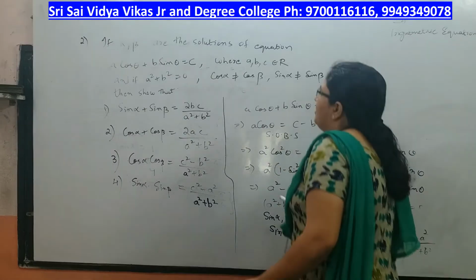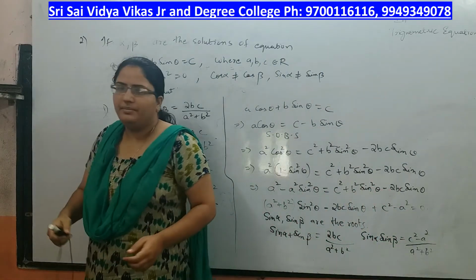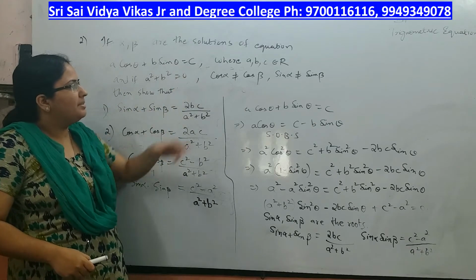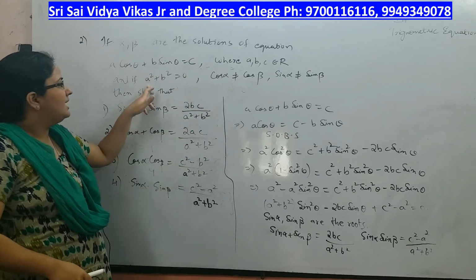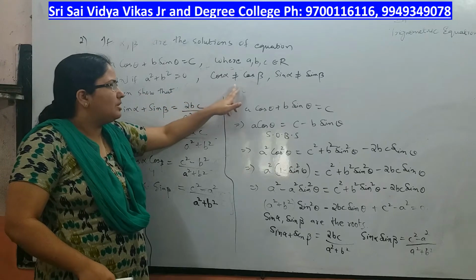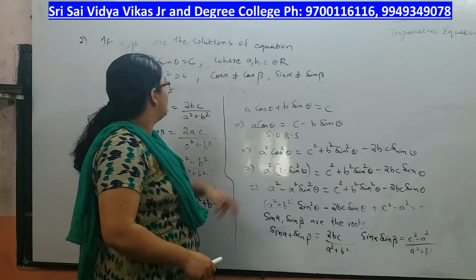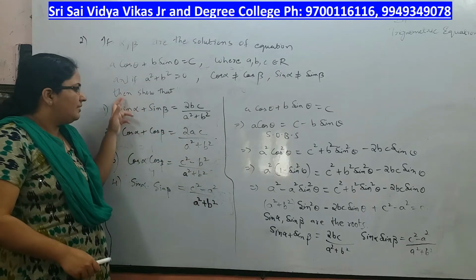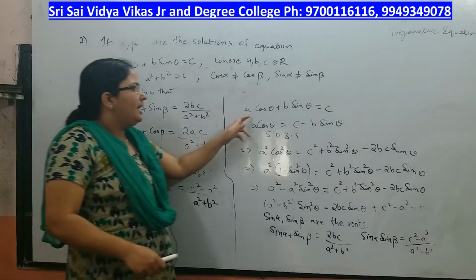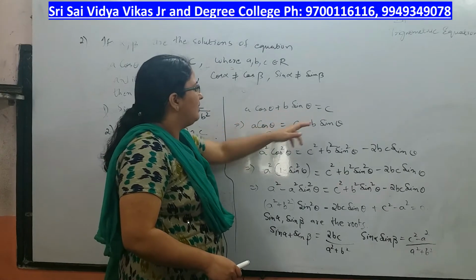If alpha, beta are the solutions of the equation a cos theta plus b sin theta is equal to c, where a, b, c belong to R and a square plus b square is greater than 0, cos alpha is not equal to cos beta, sin alpha is not equal to sin beta, then we have to show these conditions. Let us take a cos theta plus b sin theta is equal to c.